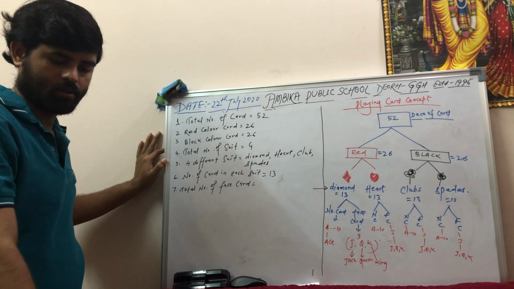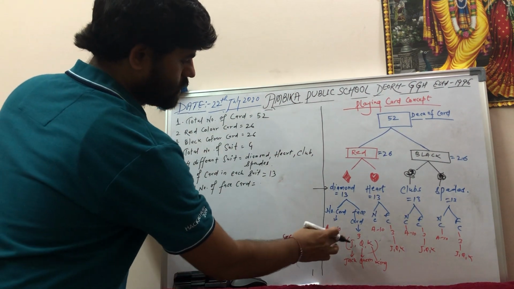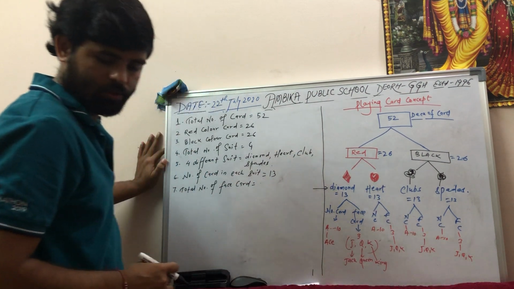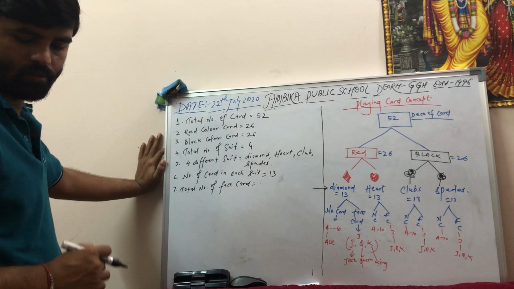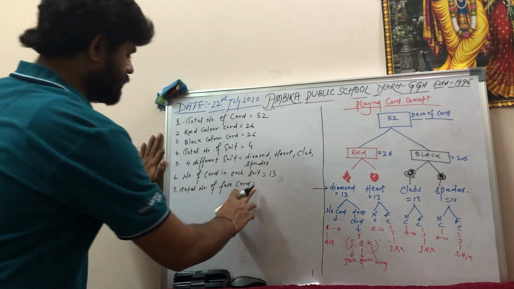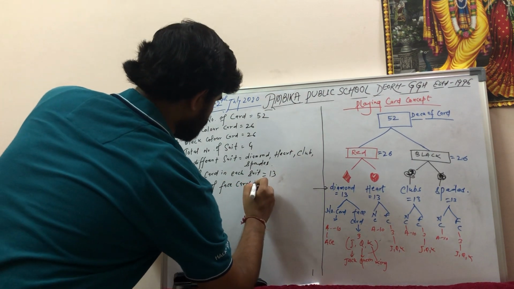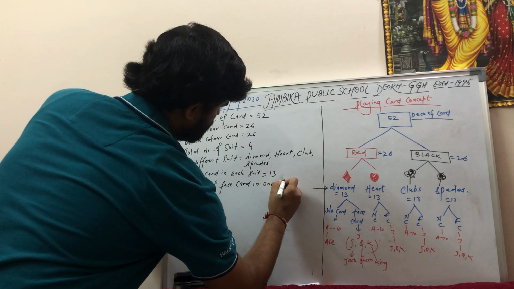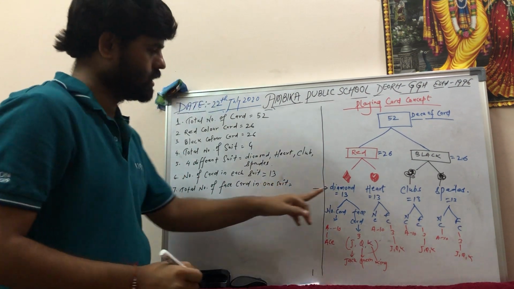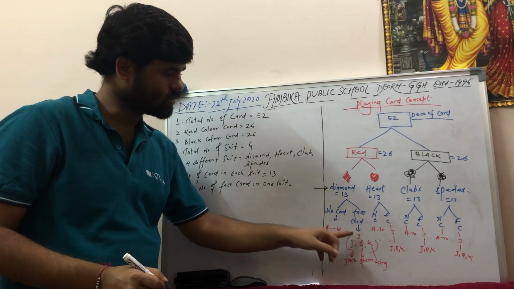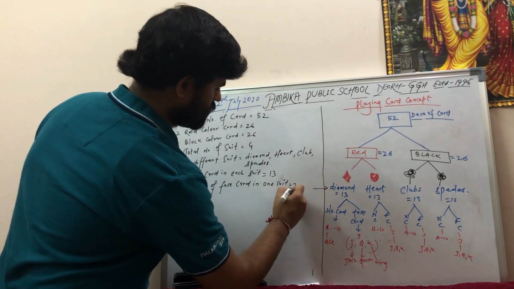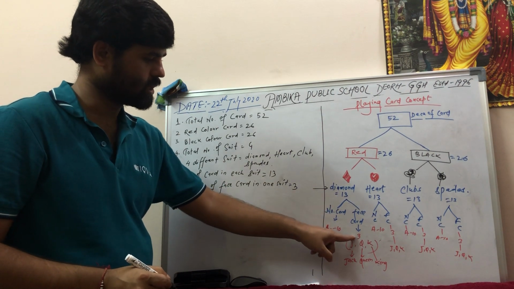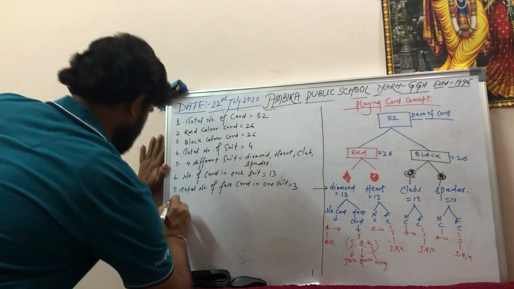Seventh point, total number of face cards. How many face cards are there? Here 3, here 3, here 3, here 3. Let me break it down in one suit. In one suit total number of face cards equals 3.